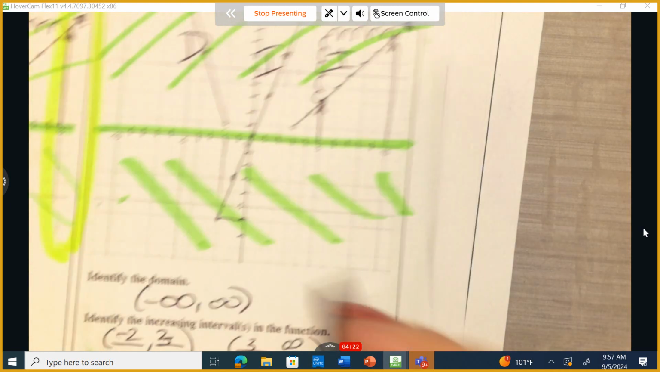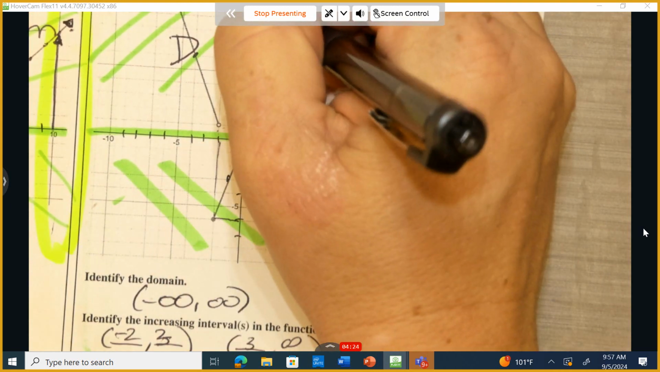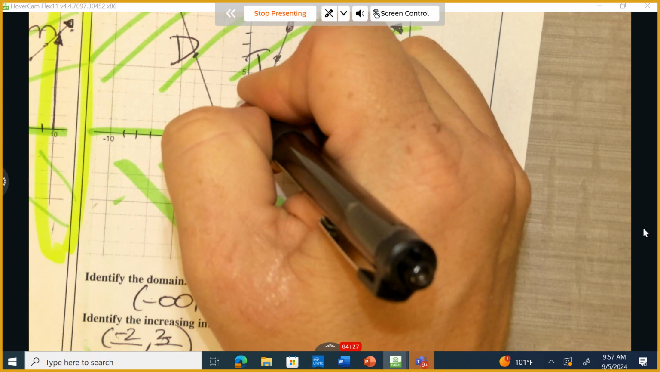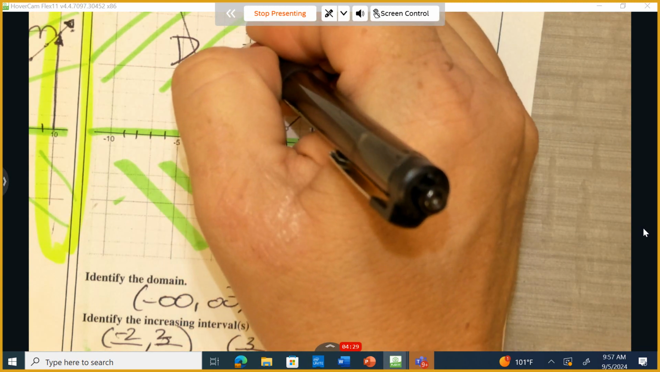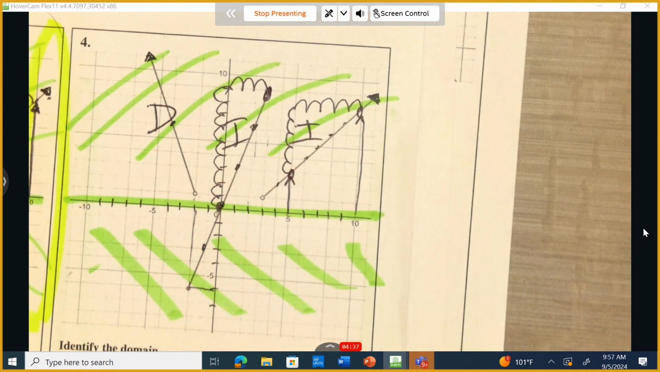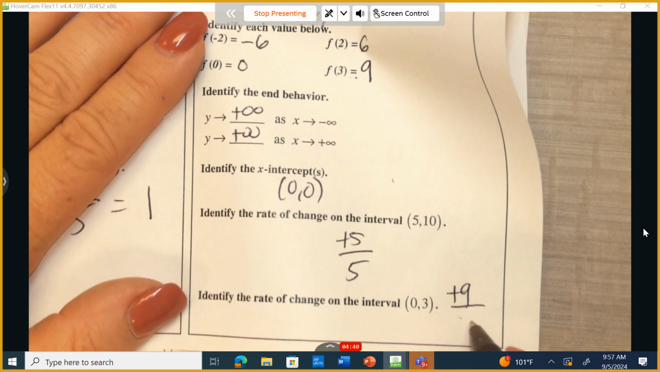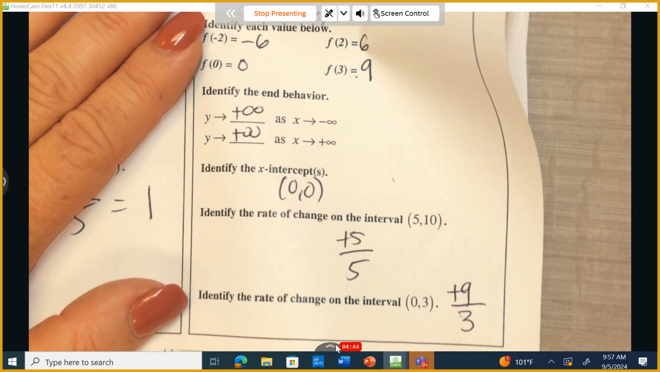Let's do 0 to 3. Here's 0, here's 3. Up 1, 2, 3, 4, 5, 6, 7, 8, 9. So I went up 9. Sorry, up 9. And now I need to go over 1, 2, and 3. Up 9, over 3. You could reduce it to just 3, or you could leave it as 9 over 3. Your choice.